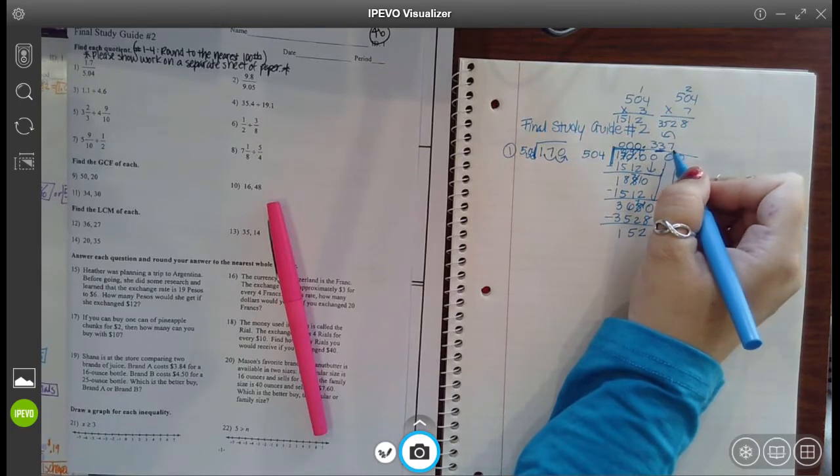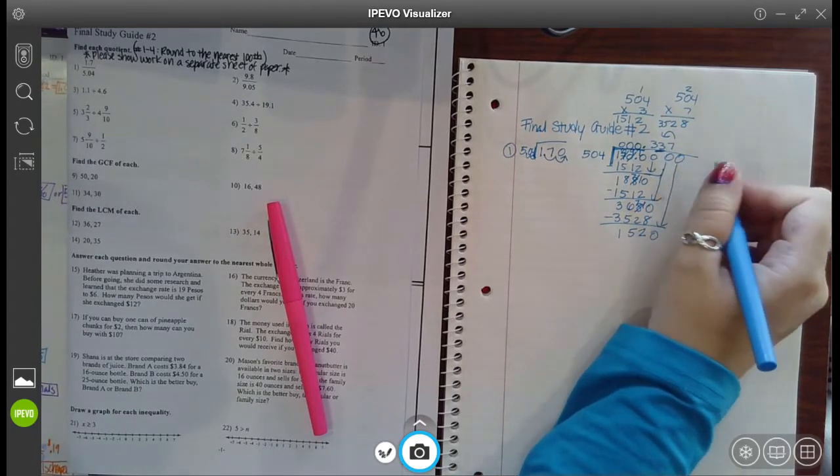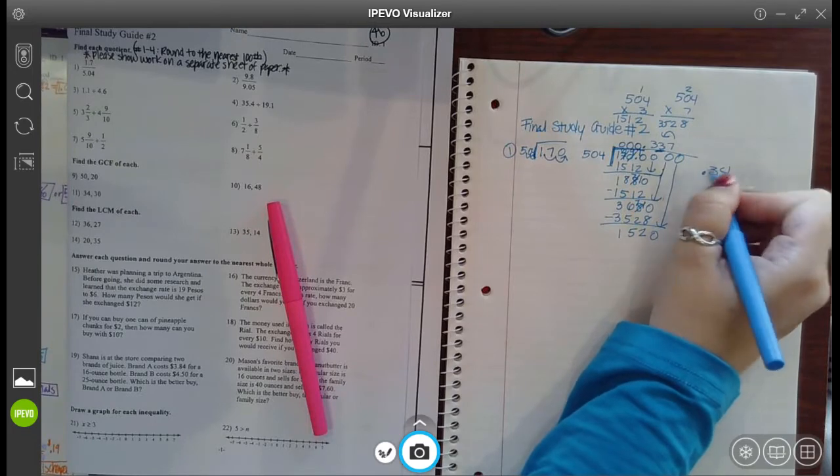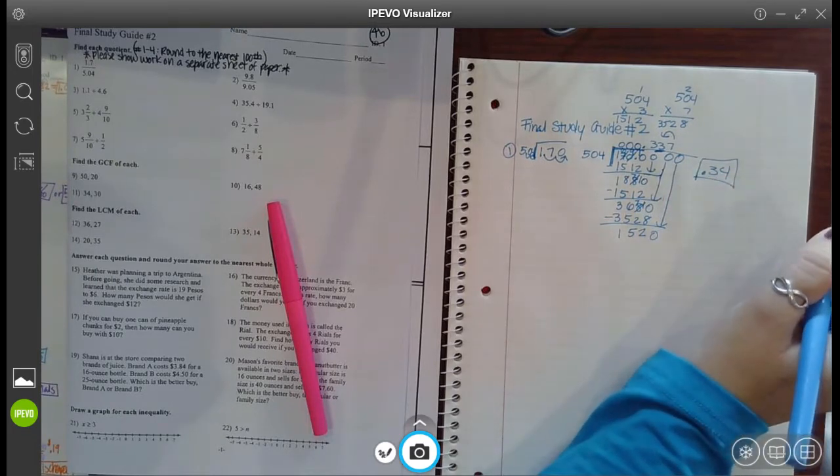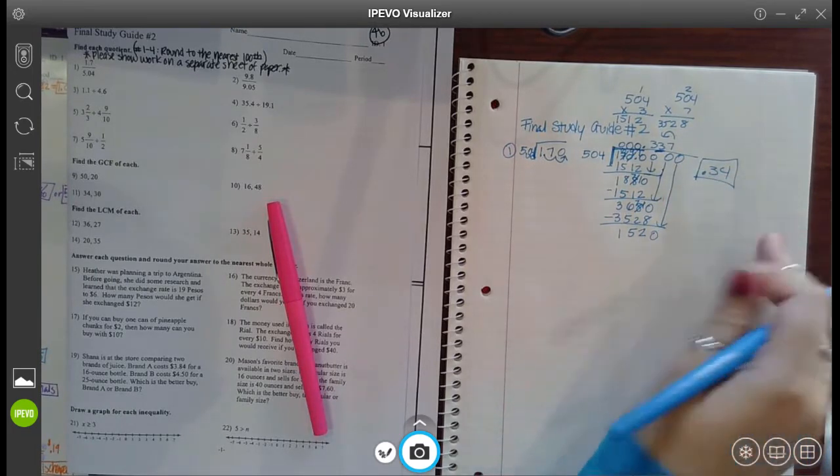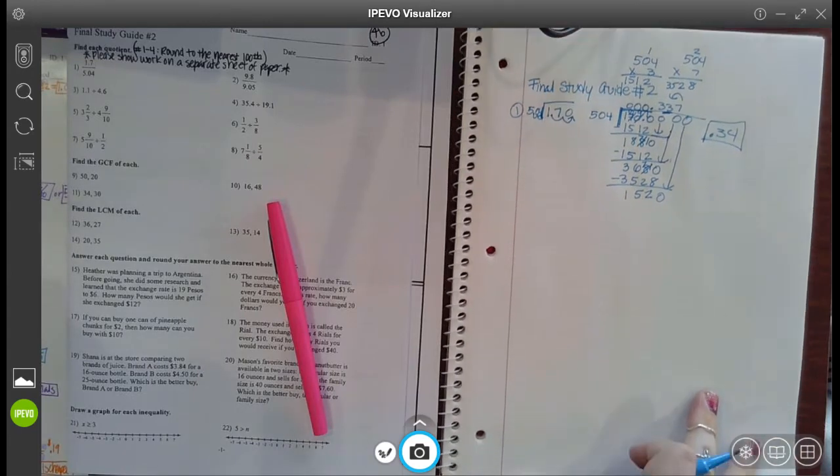Well, if this number is 4 or below, then it tells this one to stay. If this number is 5 or above, it tells this one to go up. So the 7 tells the 3 to go up. So if we round this number off to the hundredths place, it's 0.34. Okay, let's go ahead and try number 2.